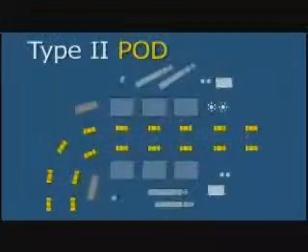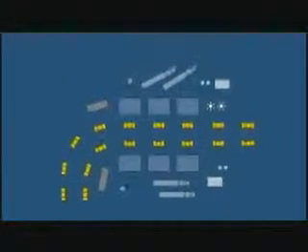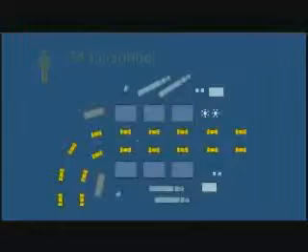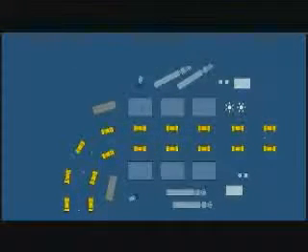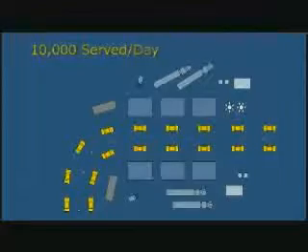A Type 2 POD is 250 feet by 300 feet. A staff of 34 personnel supports 6 loading points and 2 vehicle lanes. This POD serves 10,000 people a day.